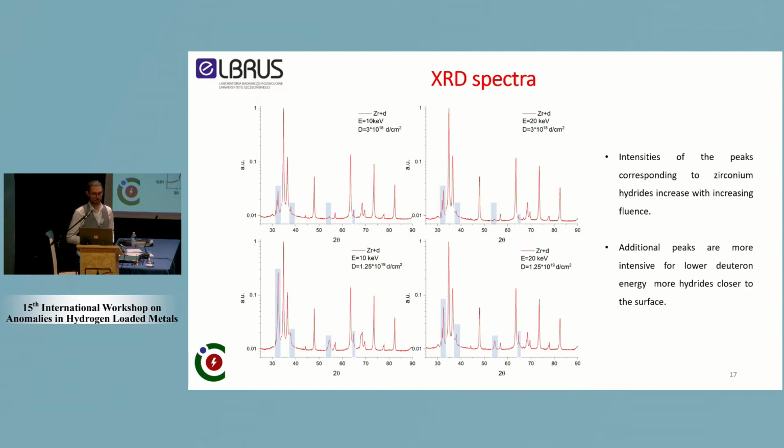annihilation spectroscopy. So here we have zirconium again implanted with monoatomic, ionized deuterium. So it's a beam of deuterons, and the sample has been used at 2 different energies with 2 different fluences.